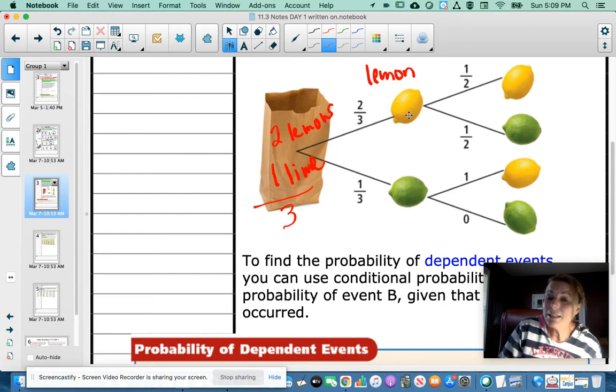So let's go back to this example again. If I pick a lemon out of the bag first, and then ask what's the probability of getting a lime, still 1 over 2.